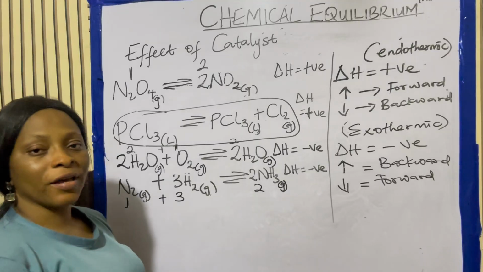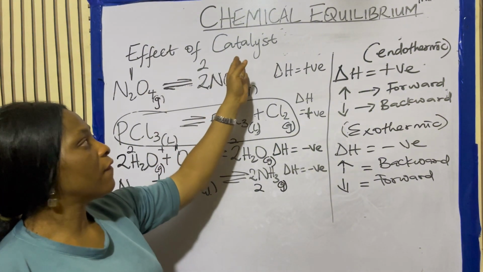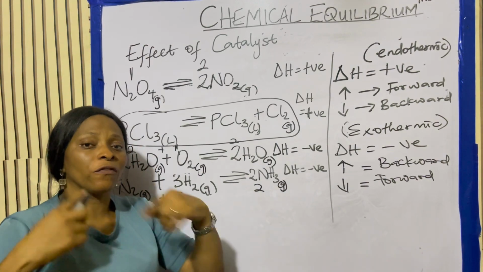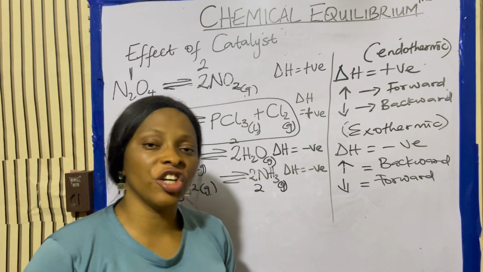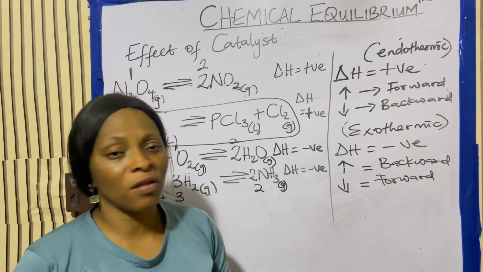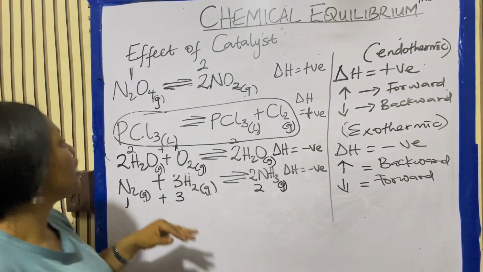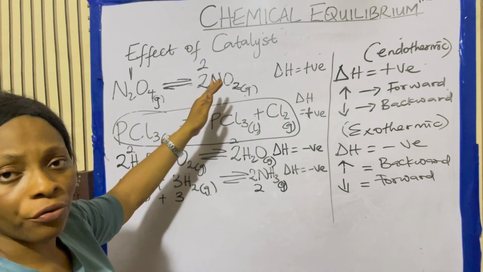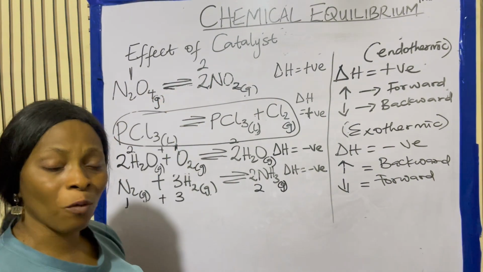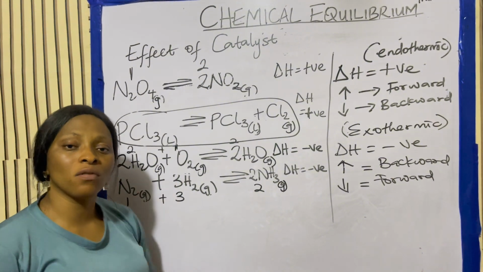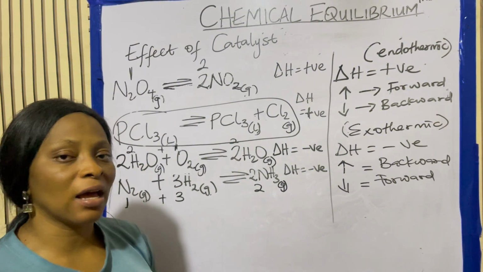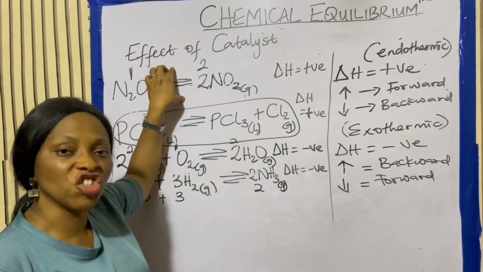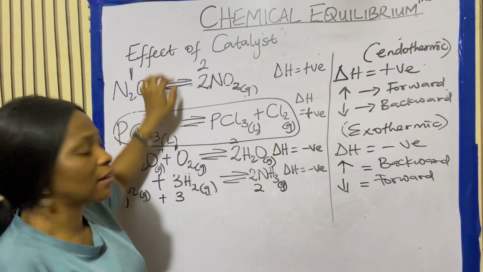Are we together? Okay, so let's look at the last but not the least, the effect of a catalyst. What is the effect of a catalyst? Remember, a catalyst alters the rate of a chemical reaction and remains unchanged at the end of the reaction. It is not affected. So what will happen if you put a catalyst here? Will it favor the forward reaction or the backward reaction? It's not going to favor anything. Why? Because a catalyst is there to just alter the rate of the chemical reaction and remains unchanged at the end of the reaction. So what will be the shift in equilibrium if you put your catalyst here?